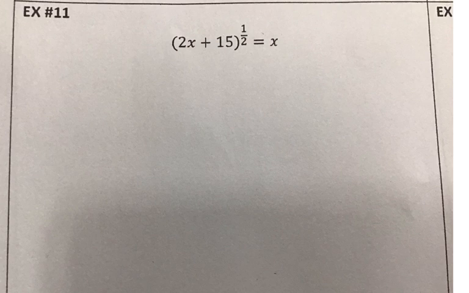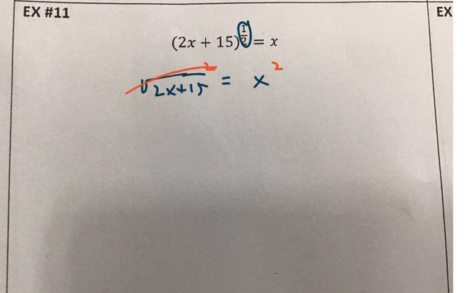Okay, next one. Remember, a half, guys, is really a square root. A half a power is really a square root. So this time, we're going to square both sides. Square cancels out the square root. 2x plus 15 equals x squared.